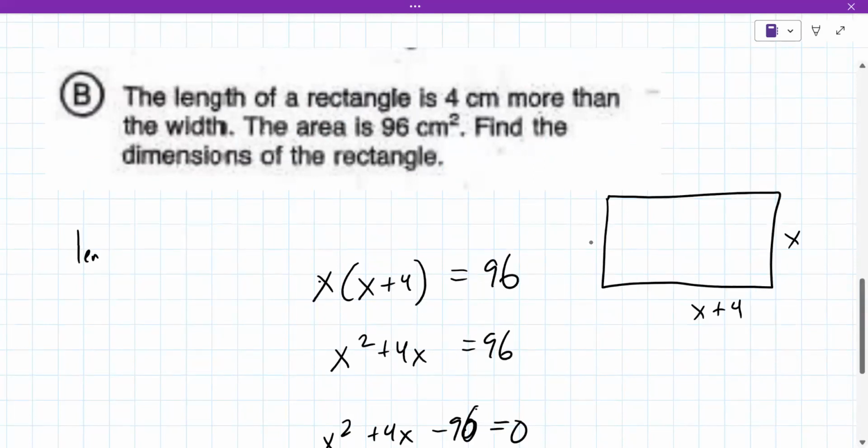The length and width are the final things that you have to determine here. Is x the length or the width? Is x plus 4 the length or the width? It comes from the wording in the problem. The length of the rectangle is 4 centimeters more than the width. That's right. So the length is the bottom one. So we found x to be 8. So the width is 8. The length is 12.